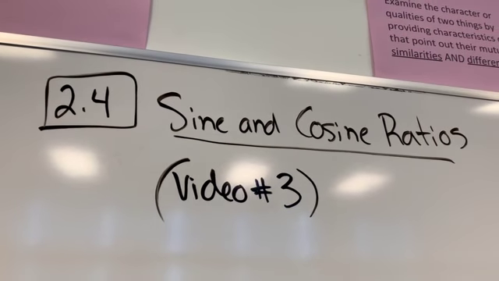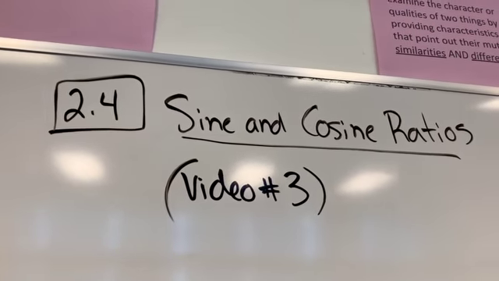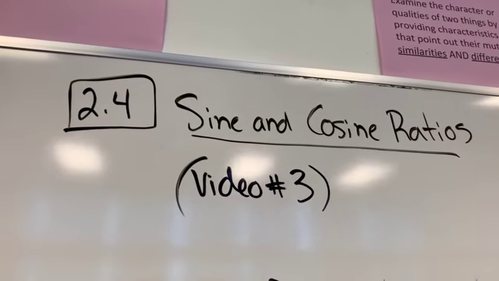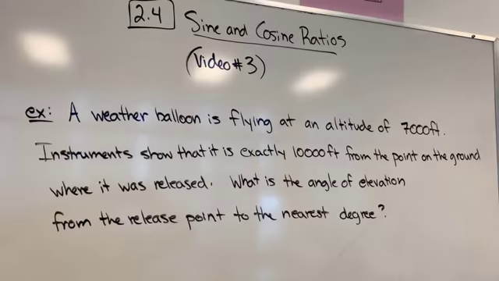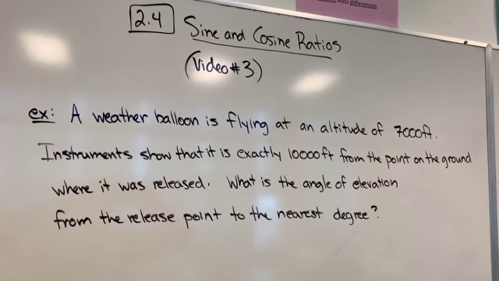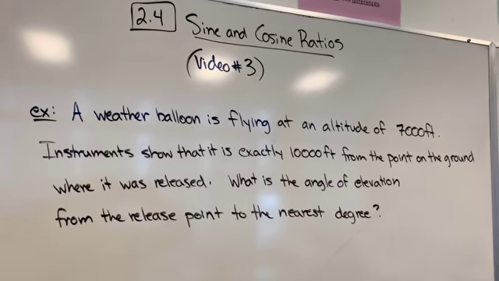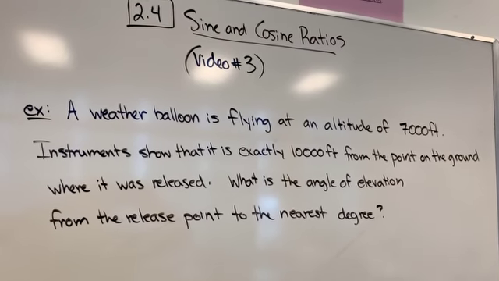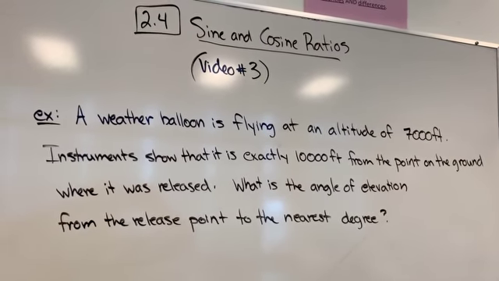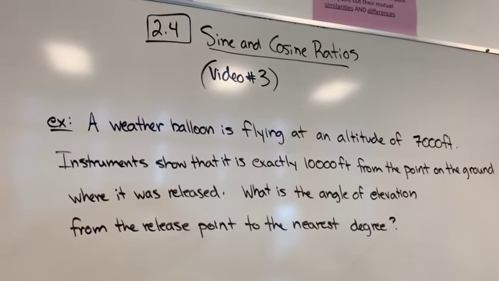All right, Math 10s, this is video number 3 coming out of lesson 2.4 about the sine and the cosine ratios. So this is our word problem here. A weather balloon is flying at an altitude of 7,000 feet. Instruments show that it's exactly 10,000 feet from the point on the ground where it was released. And so the question is, what's the angle of elevation from the release point to the nearest degree?